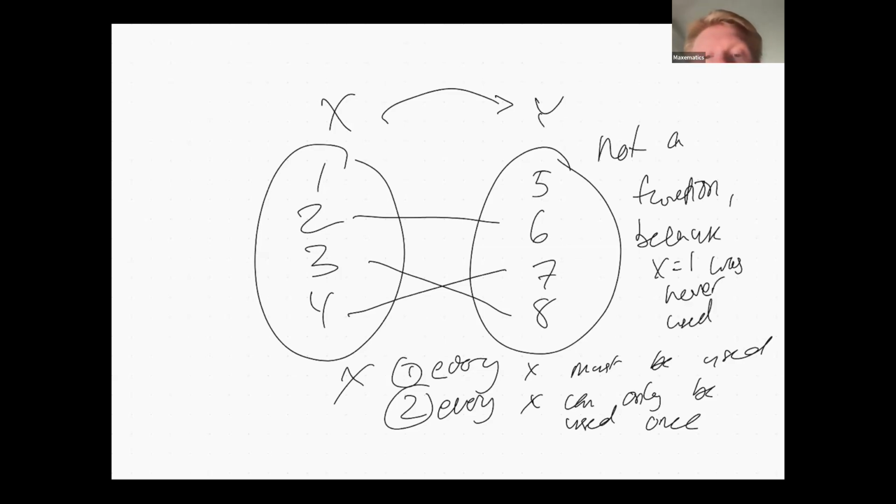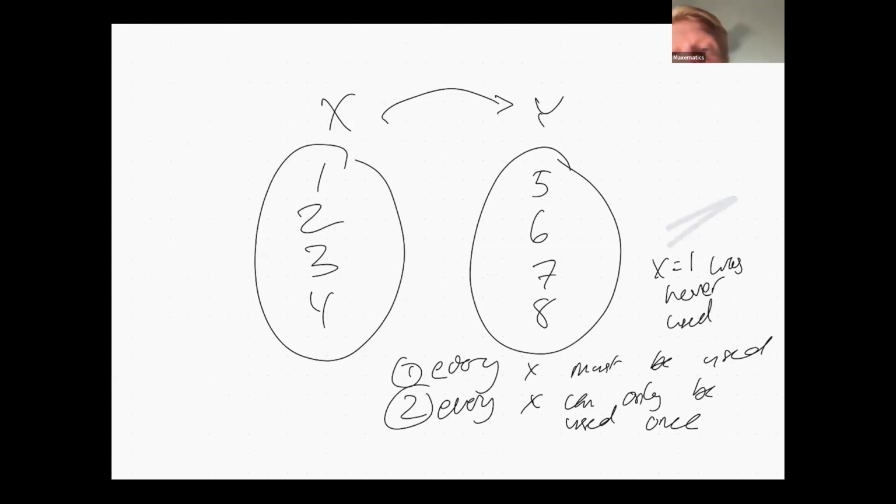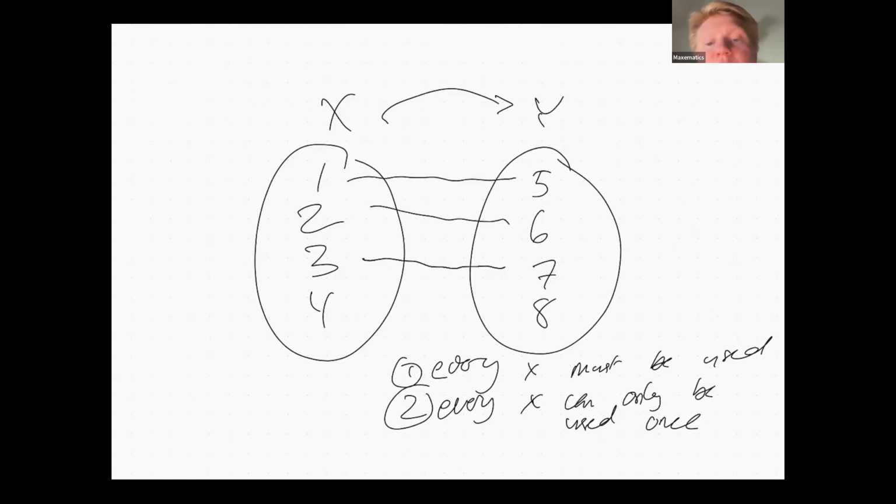Well, let's do another example of something that is not a function, but maybe it violates the other rule. Okay, so let's say 1 goes to 5, and 2 goes to 6, and 3 goes to 7, but 3 also wants to go to 5, and 4 goes to 8.